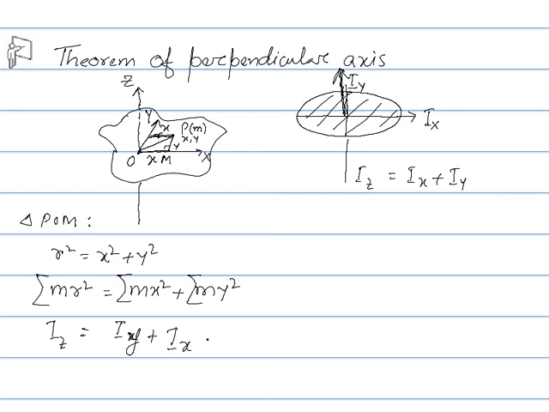So we find that Iz is Ix plus Iy. This is the theorem of perpendicular axis. If we know the moment of inertia of a lamina about two mutually perpendicular axes lying on the plane of the lamina, then we sum them up to find the moment of inertia about a perpendicular axis which intersects these two mutually perpendicular axes and which is perpendicular to the plane of the lamina.